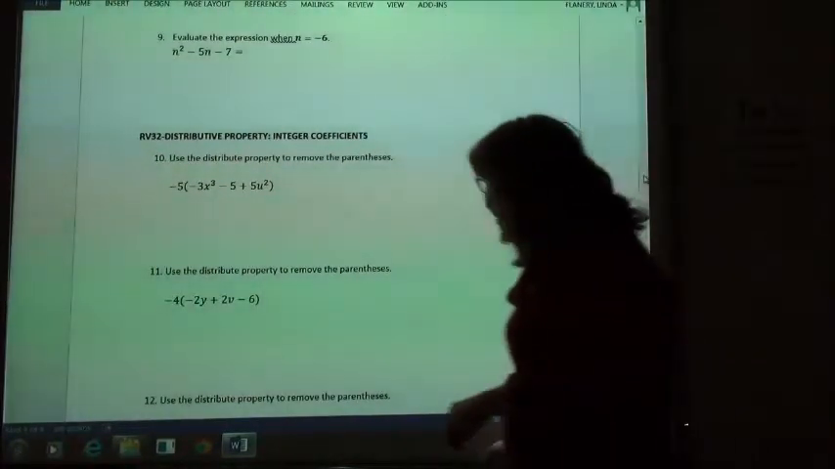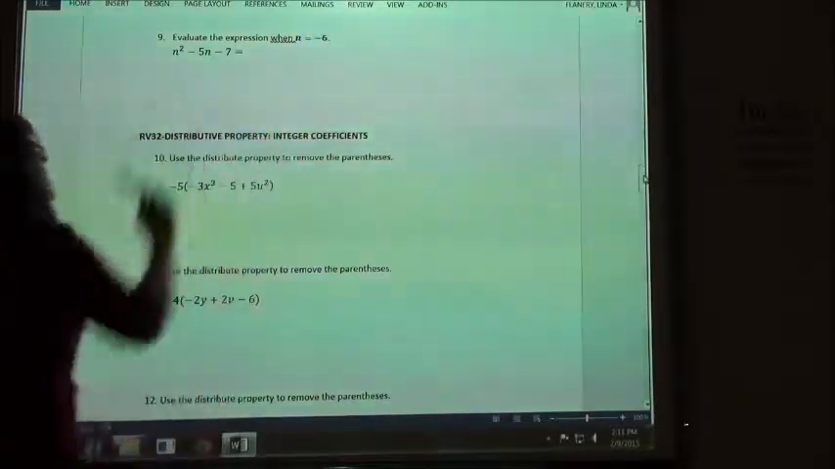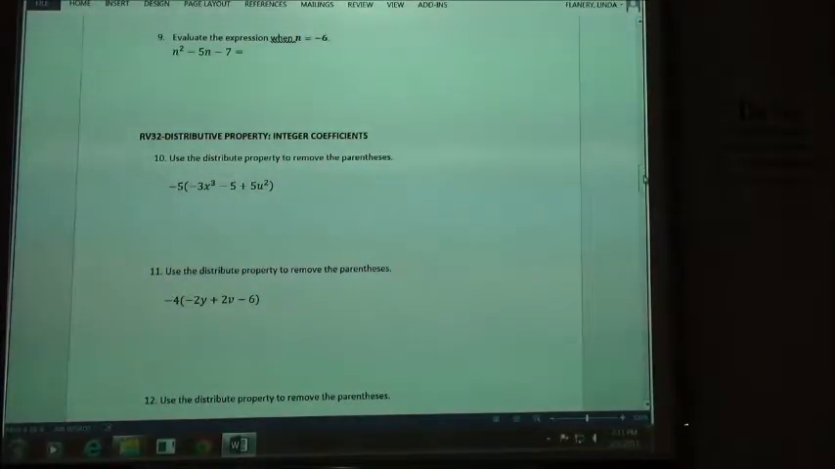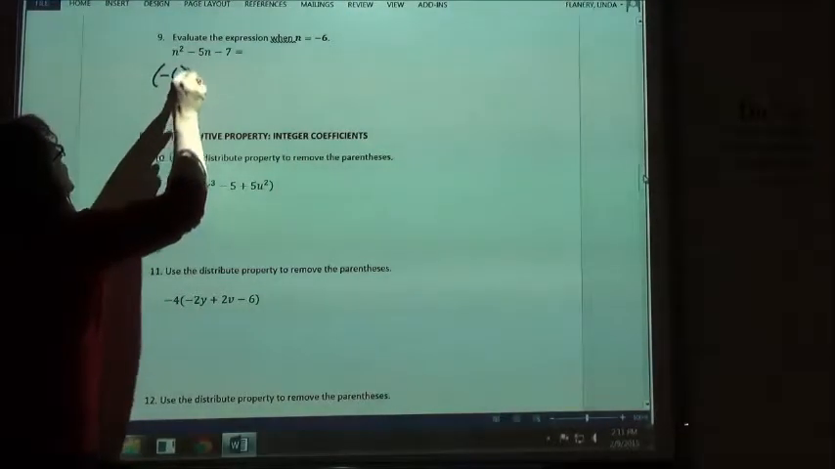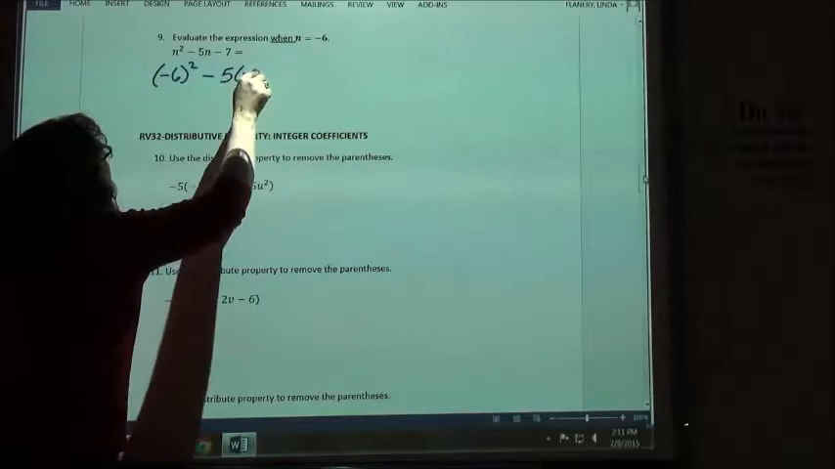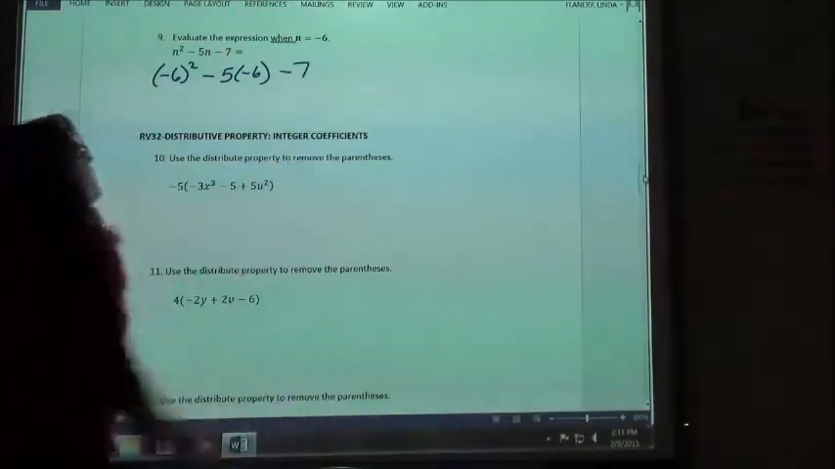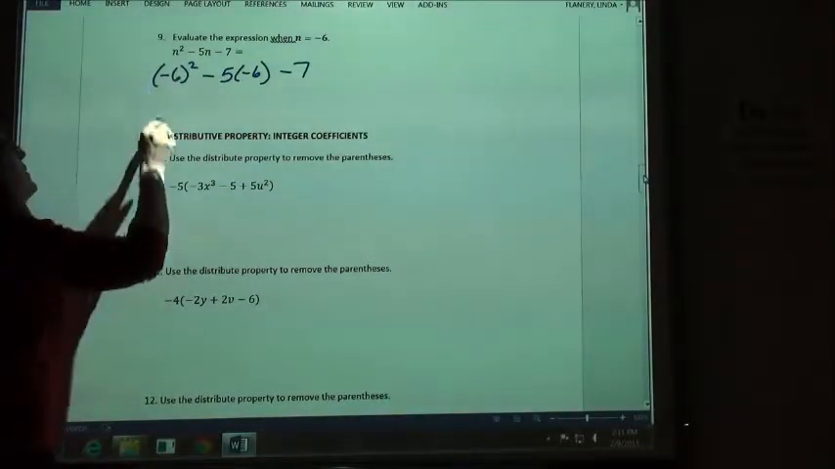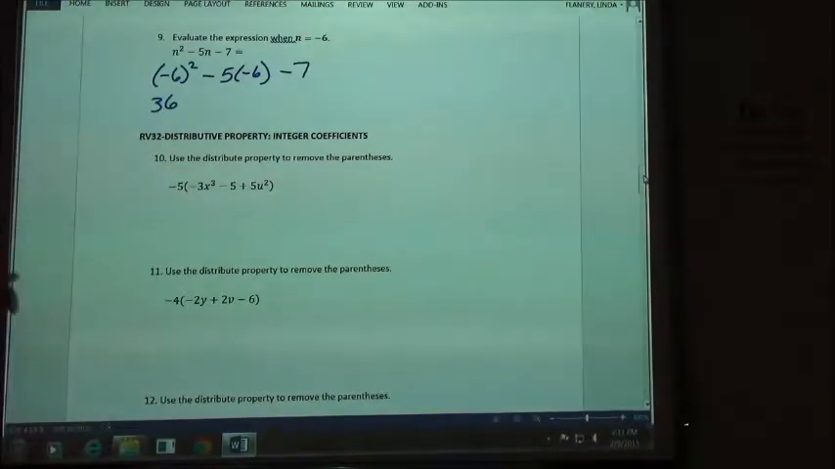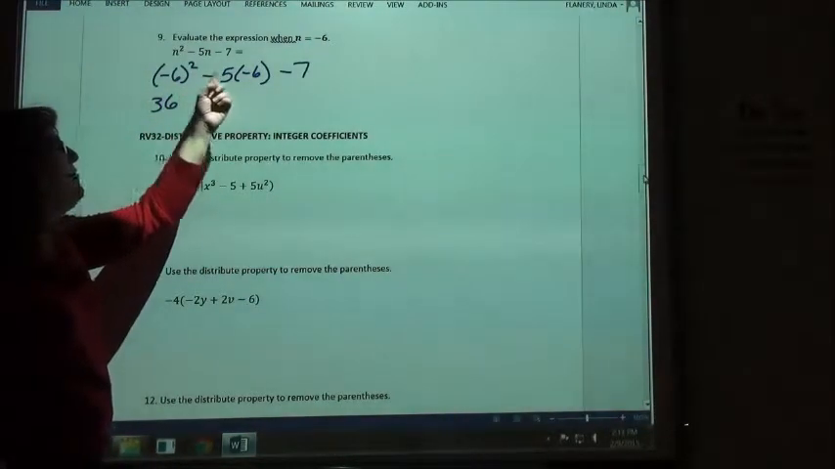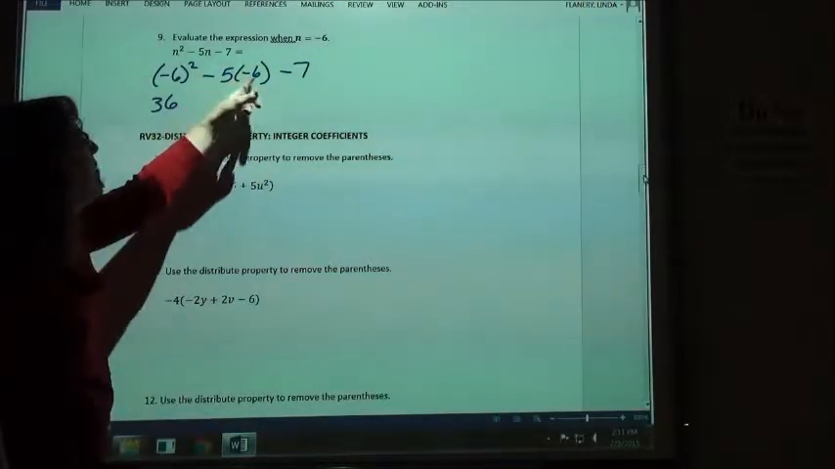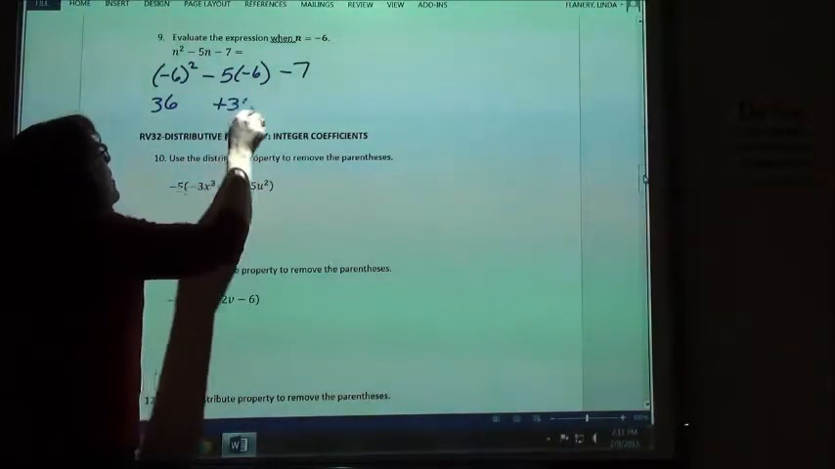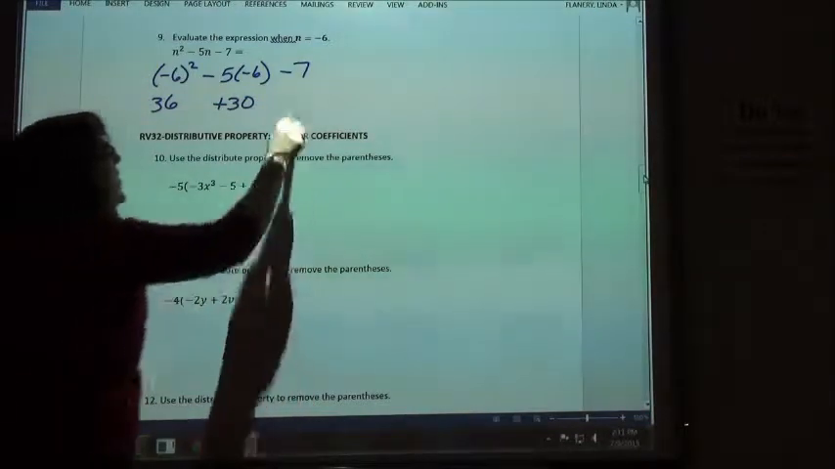Number 9, if I'm evaluating that expression, again I'm putting in -6 for my n, and I'm doing n squared minus 5n minus 7. So I'm going to take -6 squared minus 5 times -6 minus 7. Following my order of operations. Exponents first. So -6 times -6. Negative times a negative is a positive 36. Then multiplying. -5 times -6, a negative times a negative is a positive 30. And then I have my minus 7.